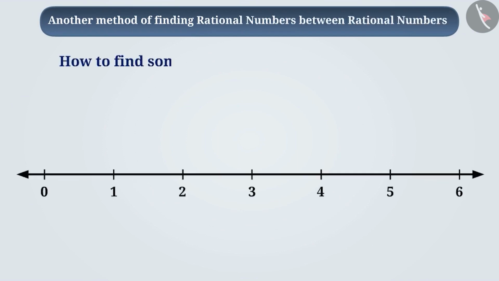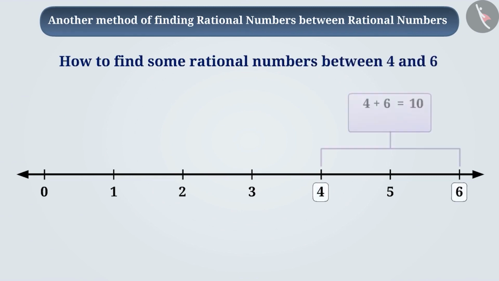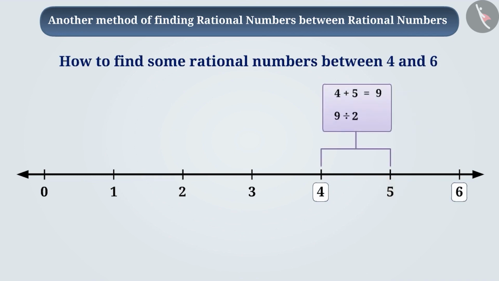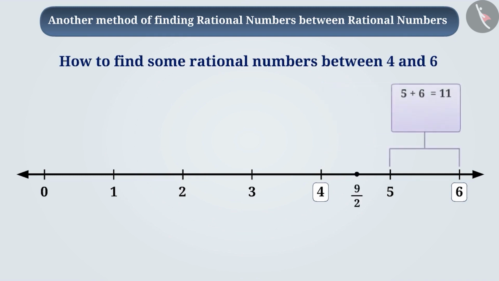Now let's look at another method of finding rational numbers between rational numbers. Suppose we have to find some rational numbers between 4 and 6. For this, we will add both rational numbers and divide the result by 2. From this, we get to know that the rational number in their middle is 5. Then we add 4 and 5 and divide the result by 2. Doing so, we will get the rational number 9 by 2, whose position is in the middle of 4 and 5.